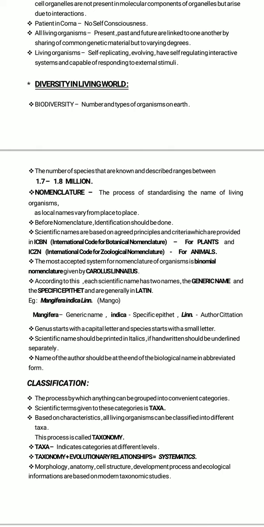A scientific name should be printed in italics. If it is handwritten, it should be underlined separately. You should not draw a single line under the whole name. You should give separate lines for the genus, the species, and also the author citation. The name of the author should be at the end of the biological name in abbreviated form.